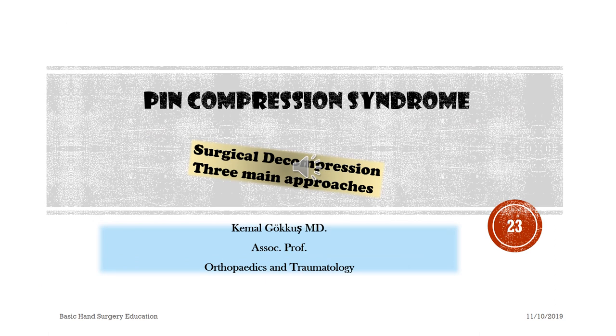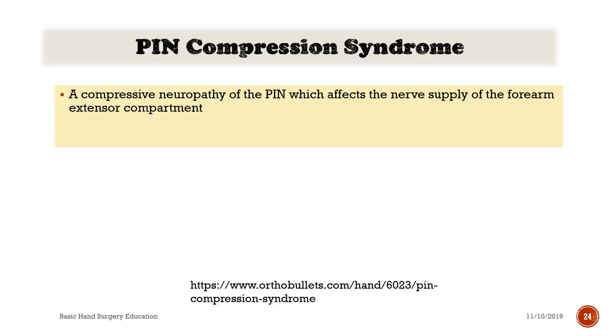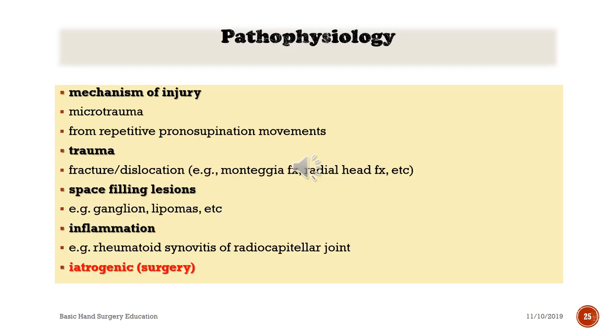Posterior interosseous nerve compression syndrome. The surgical decompression: three main approaches. Mechanism of injury and pathophysiology. The mechanism of injury can be microtrauma from repetitive pronation-supination movements, or major trauma such as a fracture dislocation like a Monteggia fracture or a radial head fracture. It can also be space-filling lesions such as ganglia, lipoma, inflammation such as rheumatoid synovitis of the radiocapitellar joint, or an iatrogenic injury.